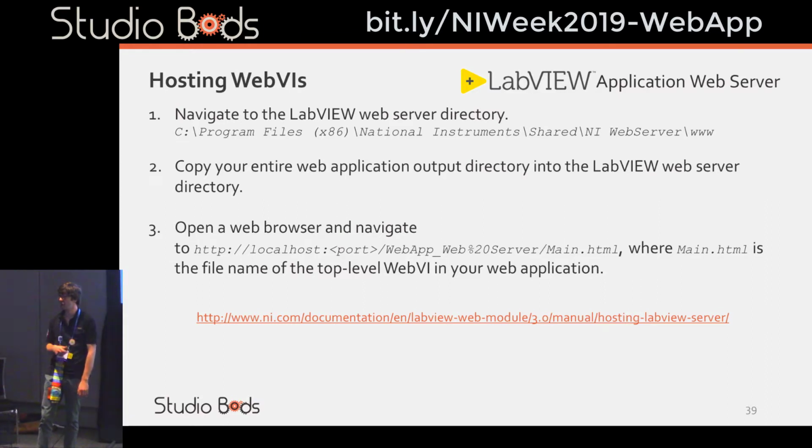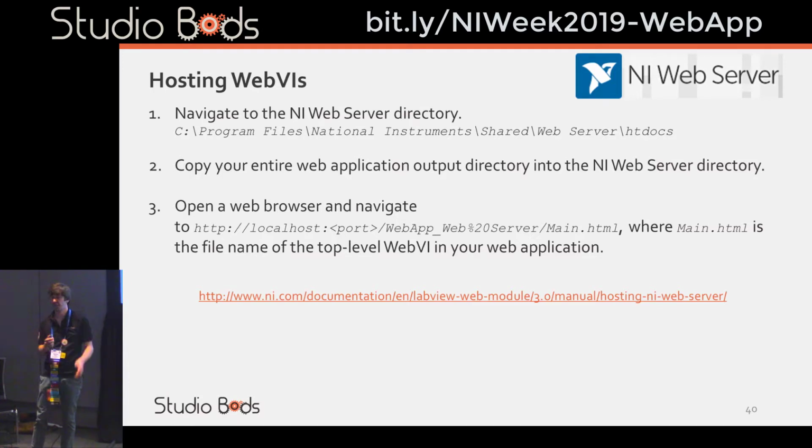So if you want to host your application on the LabVIEW web server, you navigate to the directory of the LabVIEW web server. In LabVIEW NXG, you build your web application. It generates a set of HTML and JavaScript files. You copy all those files in the web server directory, and then you navigate from your browser to the URL of your web server. I've put the link to the knowledge base. Very similar for the NI web server. It's just a different path on disk. You copy all the files generated by NXG, and then you browse from your browser.